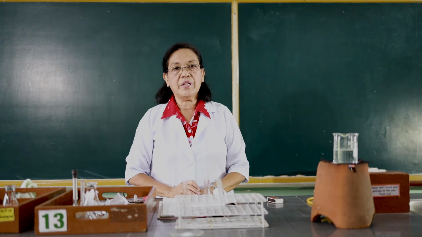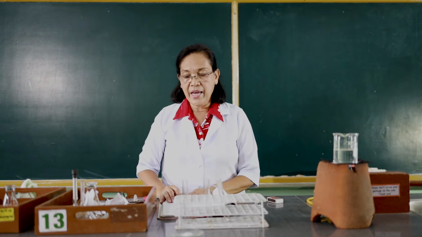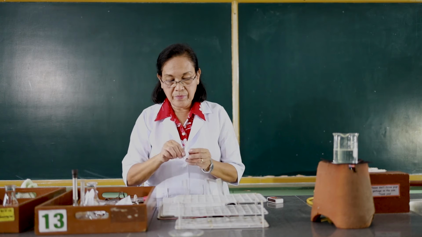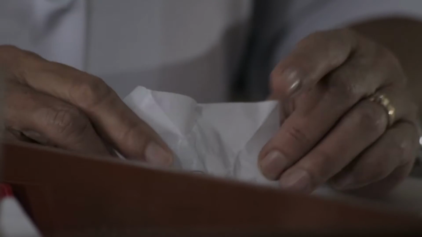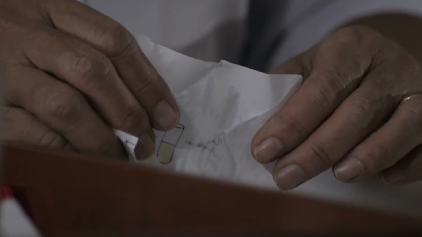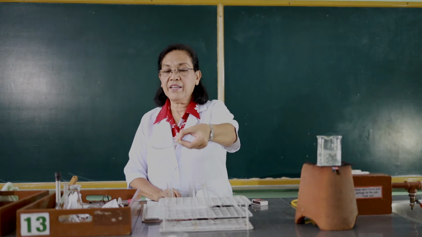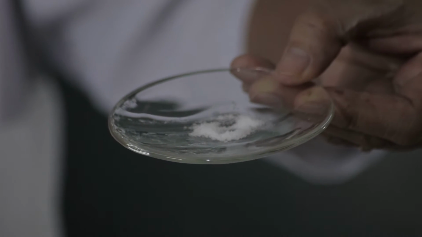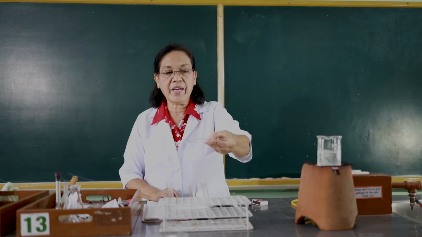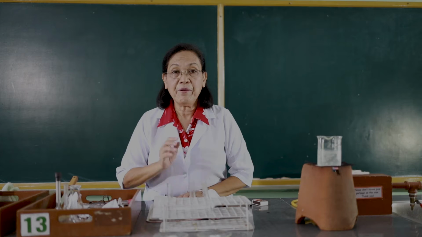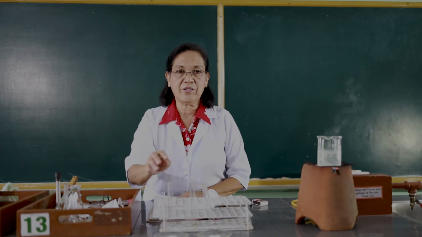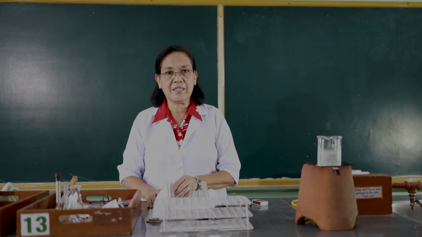Another procedure is we're going to expose the anhydrous calcium chloride to the atmosphere. This is the anhydrous calcium chloride. We will expose this to the air for some time. Before we make the observations on the anhydrous calcium chloride and the zinc sulfate, let us proceed to the next part of the activity.